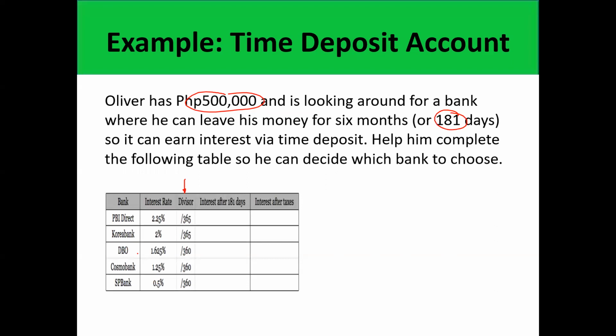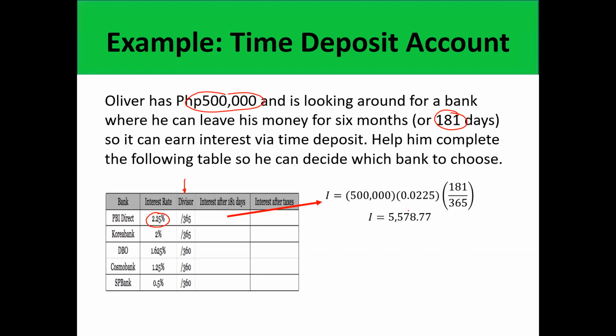So in here, to compute the interest earnings after 181 days, we have to multiply the principal, which is 500,000, by the rate. So in this case, it's 0.0225, and the time T is 181 over 365 for PBI Direct, and the interest is 5,578.77. So that's the earnings.